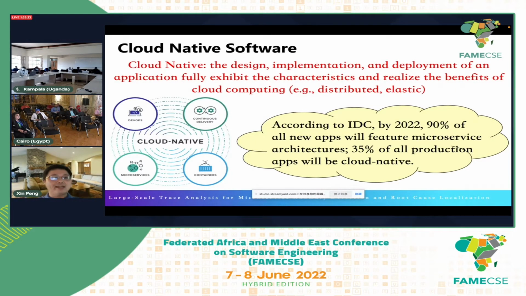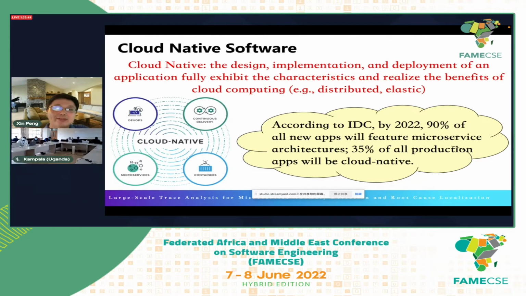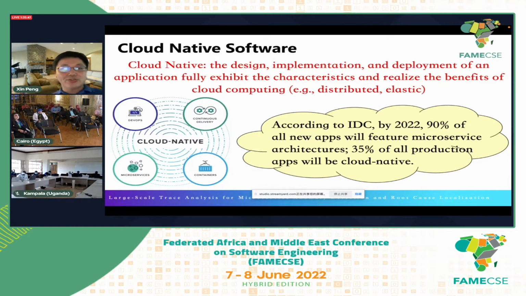Microservice has been an important part of the so-called cloud-native software, together with other characteristics such as DevOps, continuous delivery, and containers. Cloud-native means that the design, implementation, and deployment of an application fully exhibit the characteristics and realize the benefits of cloud computing. The essential characteristics and benefits of cloud computing include that they are highly distributed and highly elastic. According to IDC, by 2022, 90% of all new apps will feature microservice architectures, and 35% of all production apps will be cloud native.